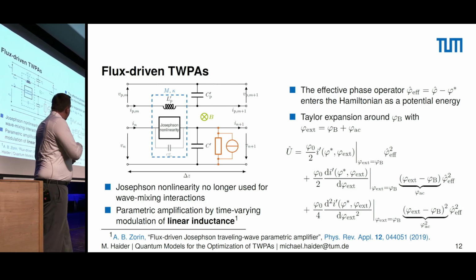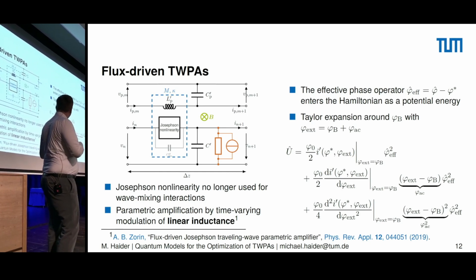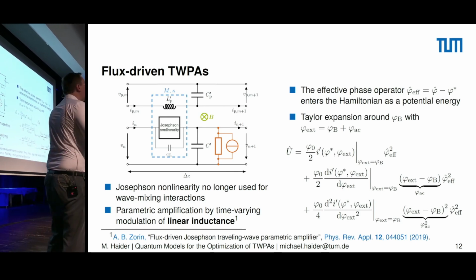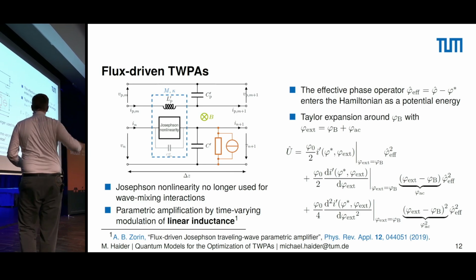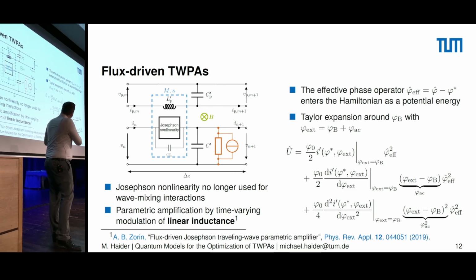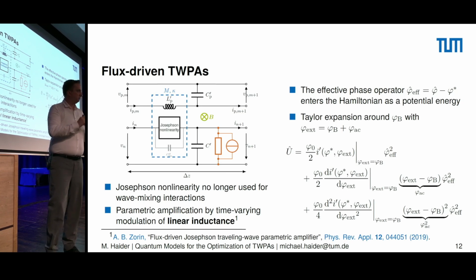And we included that as well in our theory, and there the main idea is, well, we don't use the intrinsic Josephson nonlinearity for wave mixing, but we use this nonlinear modulation of the linear part of the system, and then do basically a second Taylor expansion around this flux-driven point, around this DC bias point. That's the idea.